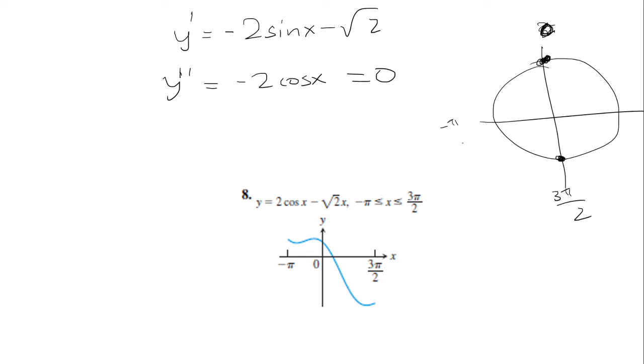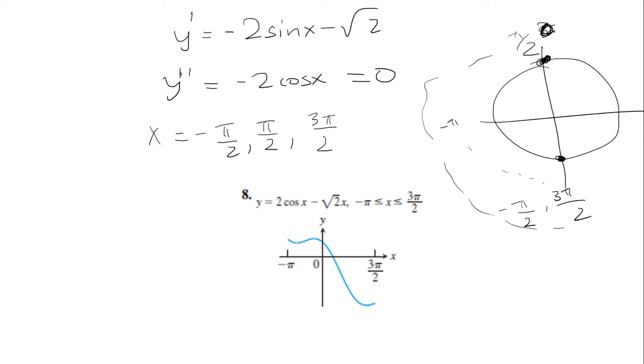So let's start from negative pi. We go to negative pi. This is another way of saying negative pi over 2. And then we go up here to pi over 2. And then all the way down to 3 pi over 2. Okay, so that's our points that we need. So I'm going to put on the graph here. So that's about negative pi over 2. So around here is pi over 2. And yeah, 3 pi over 2 is at the end there.